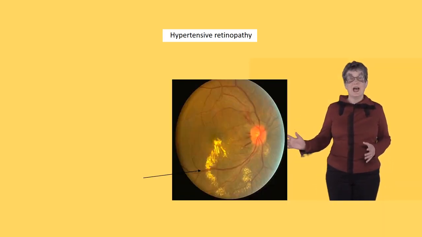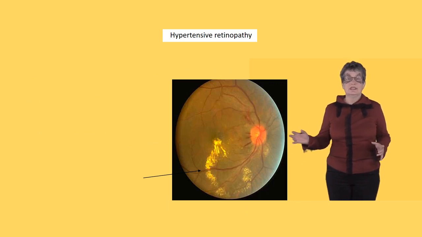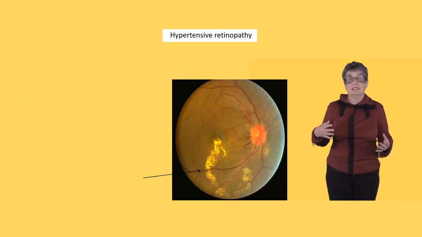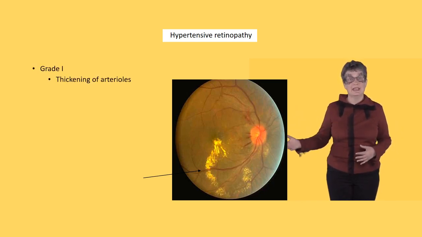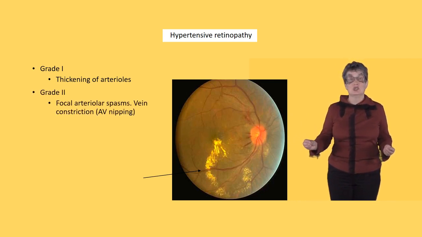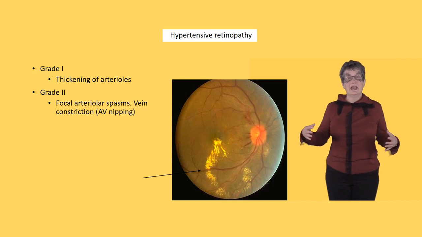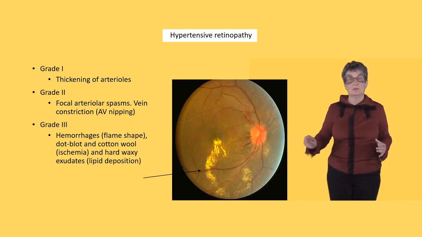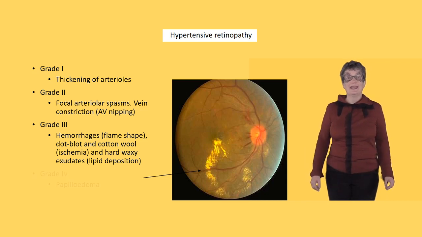This is a retina with hypertensive retinopathy. Here you can see the proteins that have leaked from the vessels being shown by the red arrow. We get vascular proliferation, changes in the shape and the reflection of the arterioles, and these can be graded. In grade 1, we just have thickening of the arterioles. In grade 2, we can see venous constriction where the arteries cross the veins. In grade 3, we get these dot hemorrhages, blot hemorrhages, and ischemia causing these cotton wool deposits. And in grade 4, we can get papilledema.